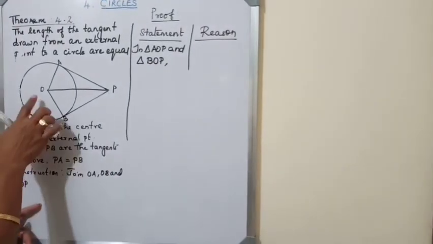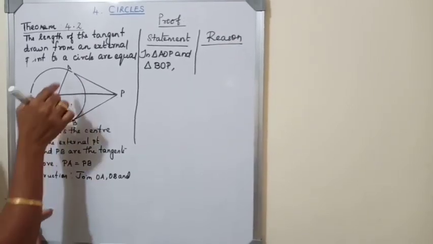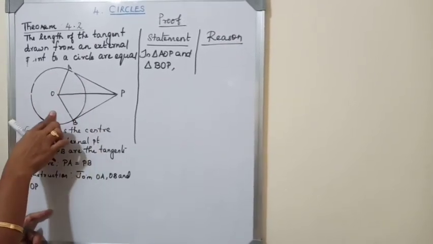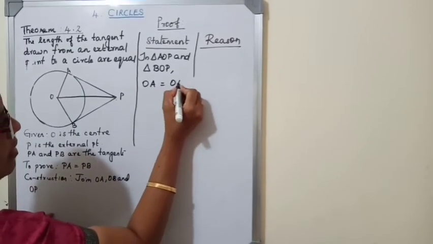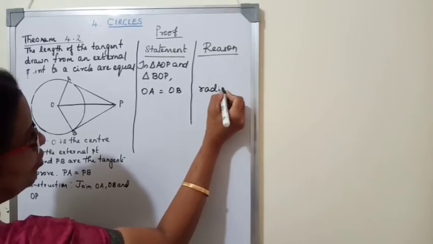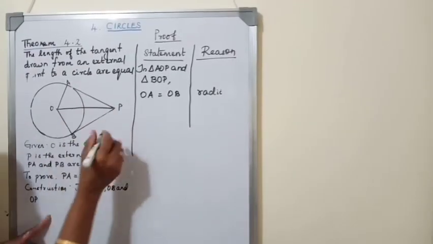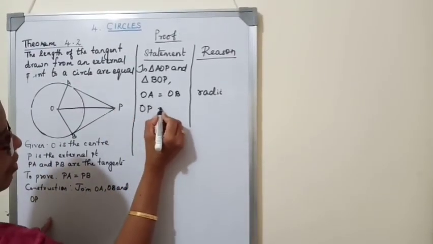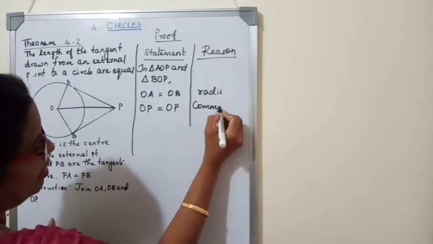First we will write OA is equal to OB. What is OA and OB? They are the radii of the circle. Radii will be equal. OA equals OB. Reason we will write radii, plural of radius. Next we will write OP. For both the triangles, OP is a common side. So we will write OP is equal to OP. Reason: common side, or just write common.